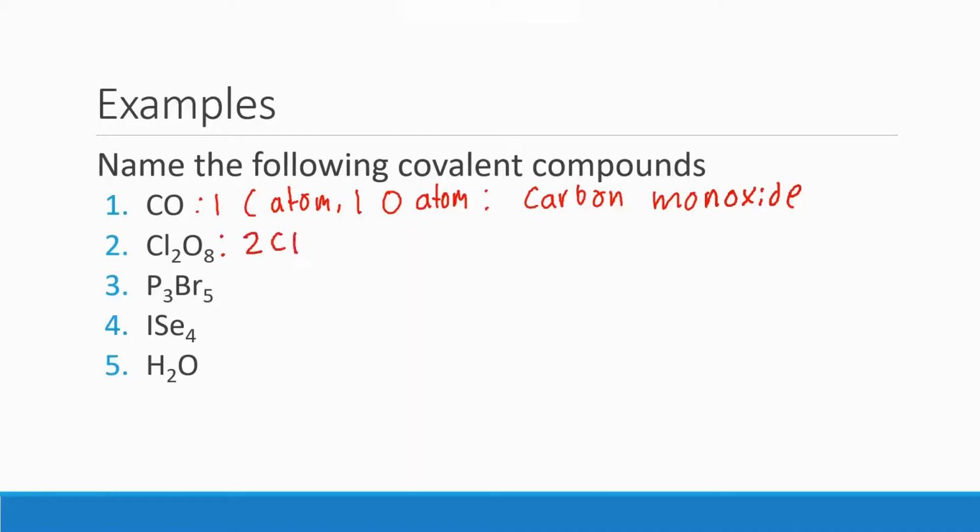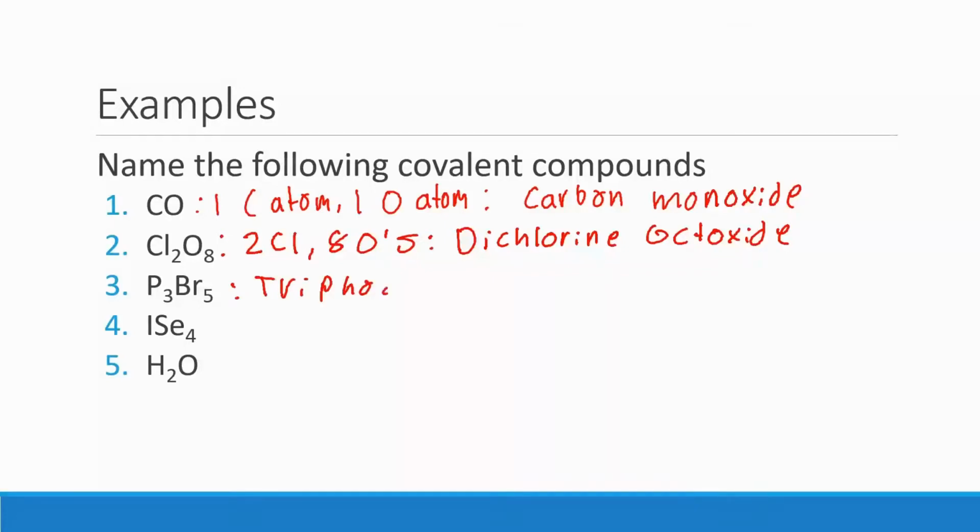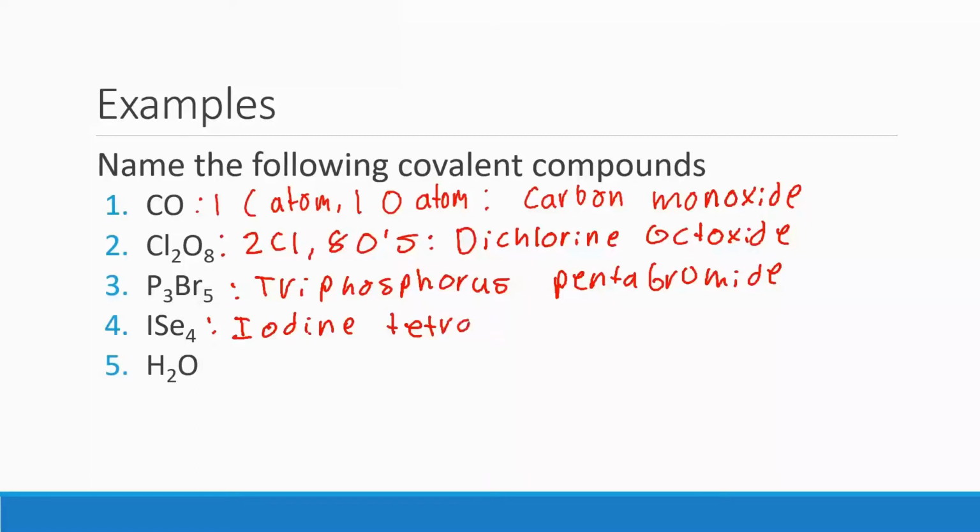Cl2O8, that's 2 chlorines and 8 oxygens. So this would be dichlorine octoxide. I'll just speed run through these last ones. P3Br5 is going to be triphosphorus pentabromide. Again, notice how only the second one is having its ending changed. ISe4 will be iodine tetraselenide.